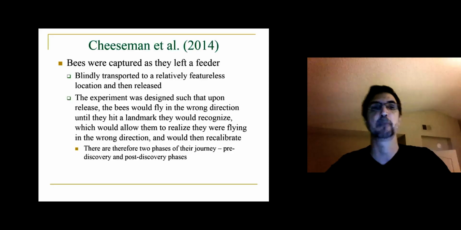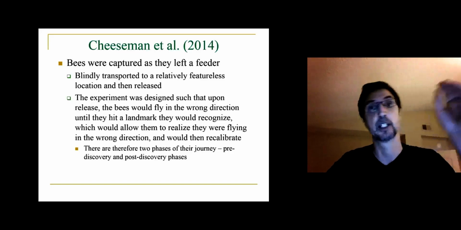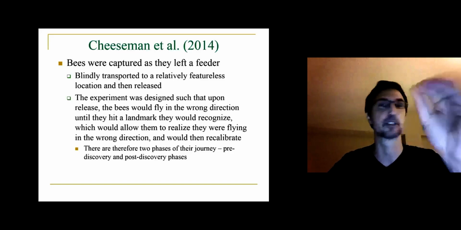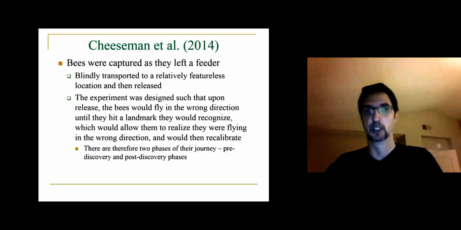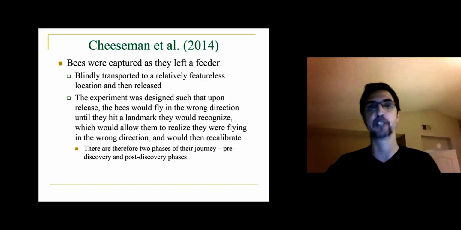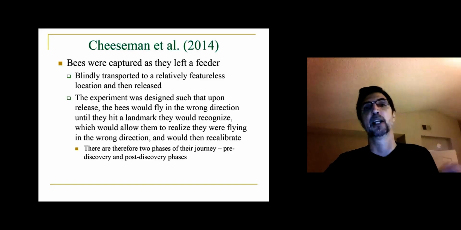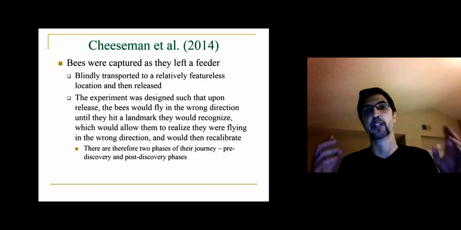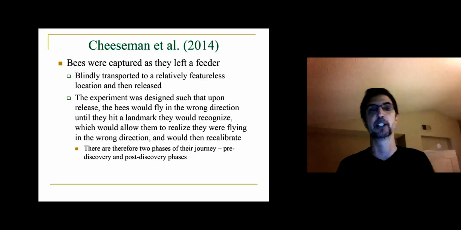So in general, this is what happened in the study. The bees left the hive and they went to a feeder, and they had memorized this route to the feeder. They knew, for example, when I leave the hive, fly to the left, and that's where the feeder is. So they were trained to feed at this feeder. Then when they left that feeder, they were captured and put in a dark compartment that they couldn't see out of, and they were transferred to another location where they couldn't see where they had been captured, and they couldn't see their hive. It was a featureless location.